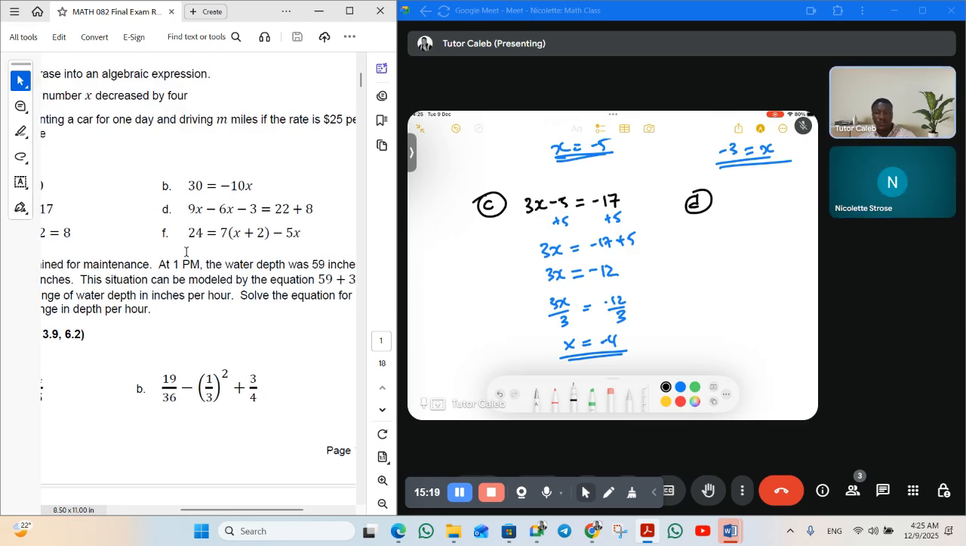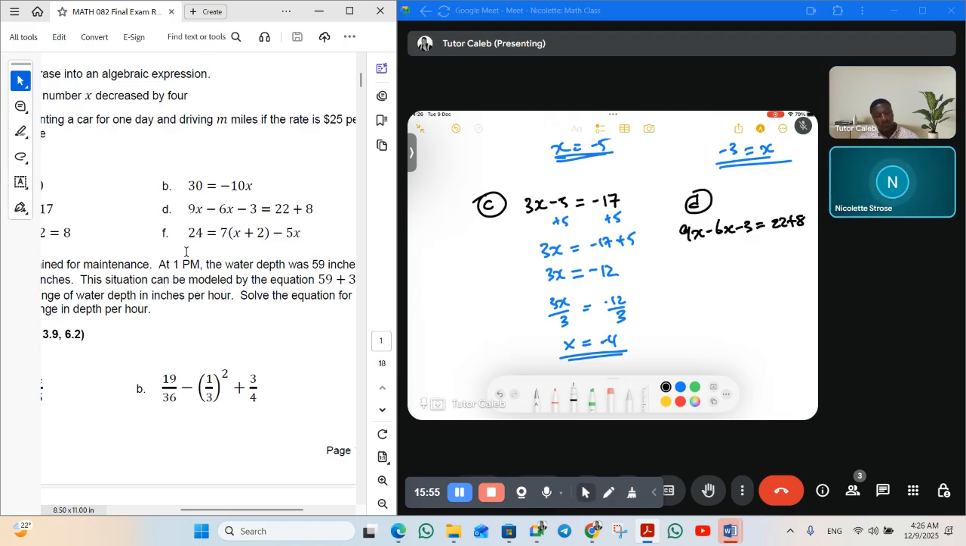So D we have 9x minus 6x minus 3 equals 22 plus 8. So when I see an answer like that at the end, can I just add 8 to 22? Yes, you can add it. Any like term, you can add it or subtract it, depending on what you see.